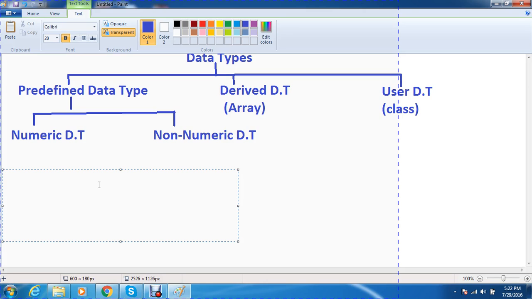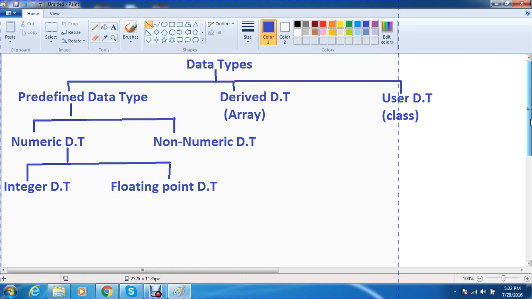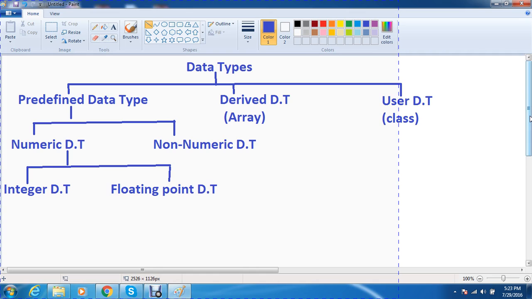Now coming to numeric data type, it is categorized again into two: integer data type and floating point data type. This is our categorization related to data types. Any programming language has this categorization.